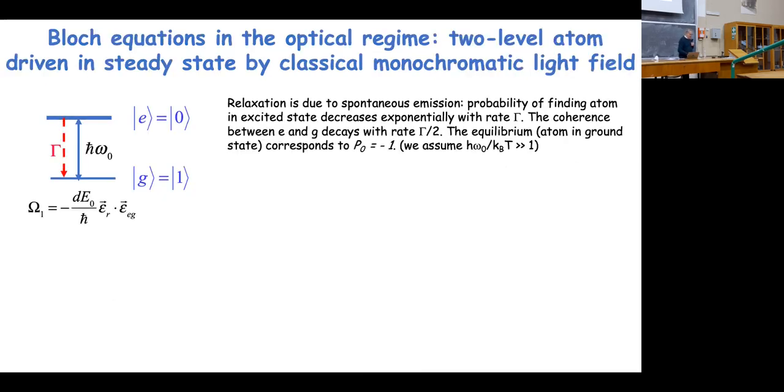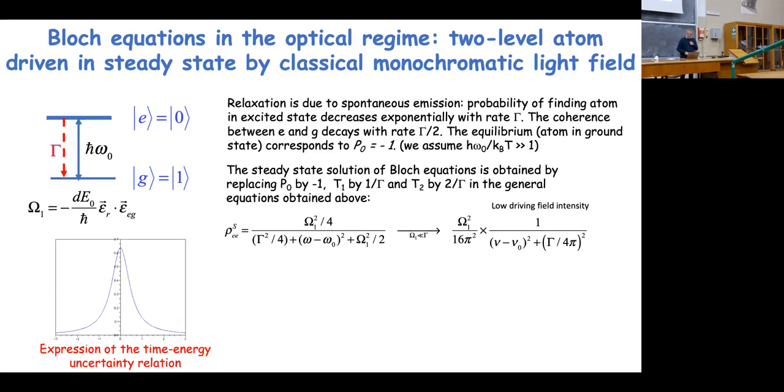The last equation I will show you here is translating all what I have said up to now in the case of a two-level system, no longer spins, but an optical transition between an excited state and the ground state. The excited state has a natural width gamma, which is the reciprocal of the lifetime of the excited state due to spontaneous emission. And I can compute in the same way the steady state, which is reached when I take relaxation into account.